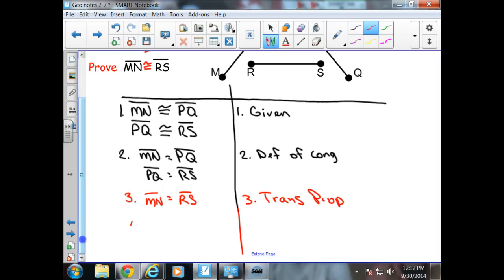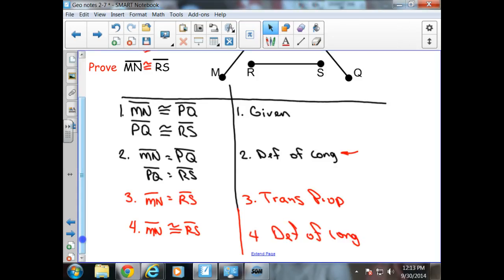And then step 4, we can say that MN is congruent to RS because, once again, we did it right here to change it from congruent to equal. Now we can change it back from equal to congruent because of the definition of congruency. All right, we will do more of these when you get into class.